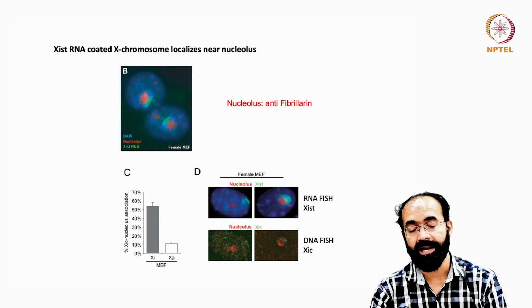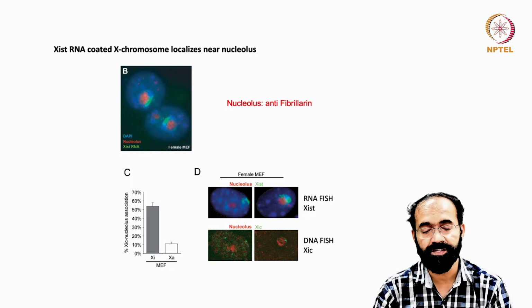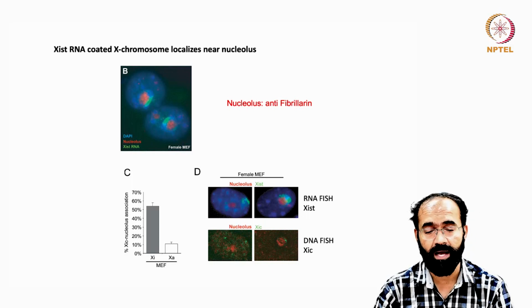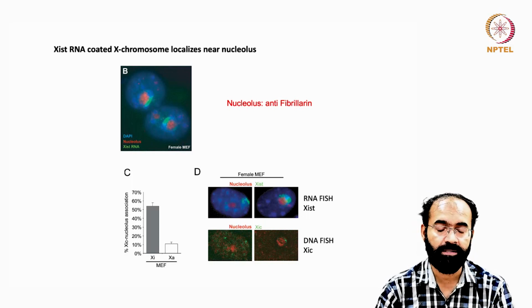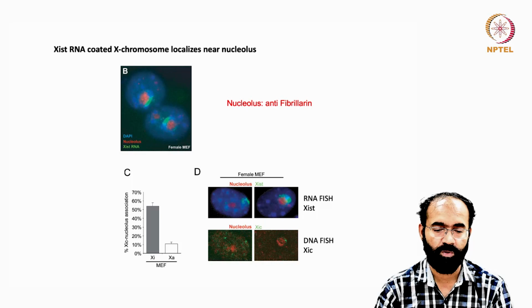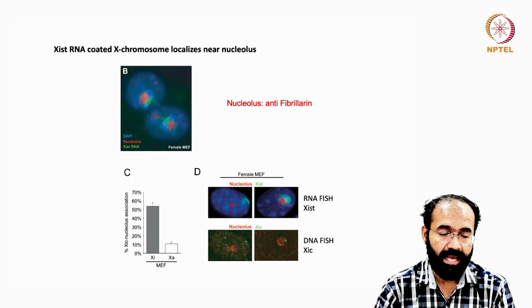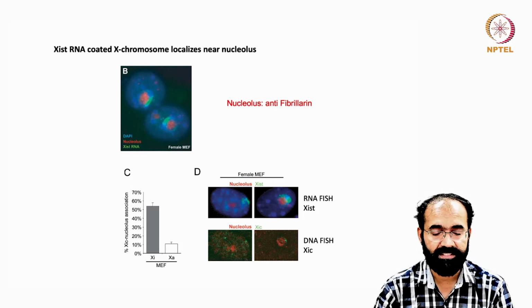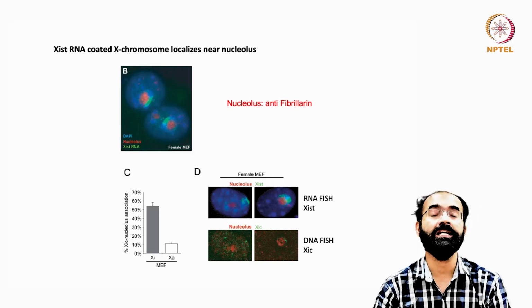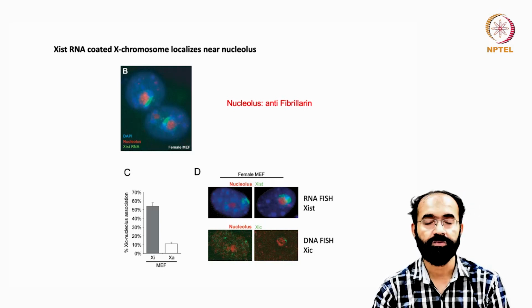And whether you do RNA FISH or DNA FISH, where FISH stands for fluorescent in situ hybridization, you can use RNA as a probe or you can use DNA as a probe. In both cases, you can see that its location is towards the periphery. So the X-inactivation center always has a nucleolar association if it is an inactive X chromosome, and if it is an active X chromosome, it does not have a nucleolar association. This is something important to notice.